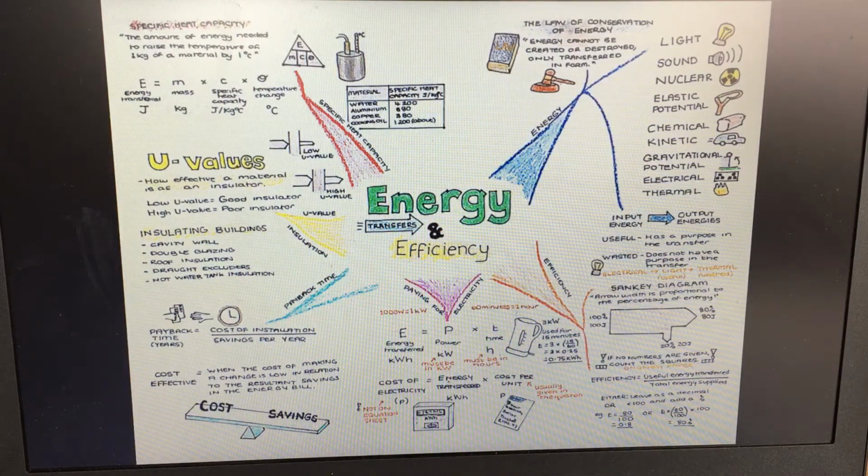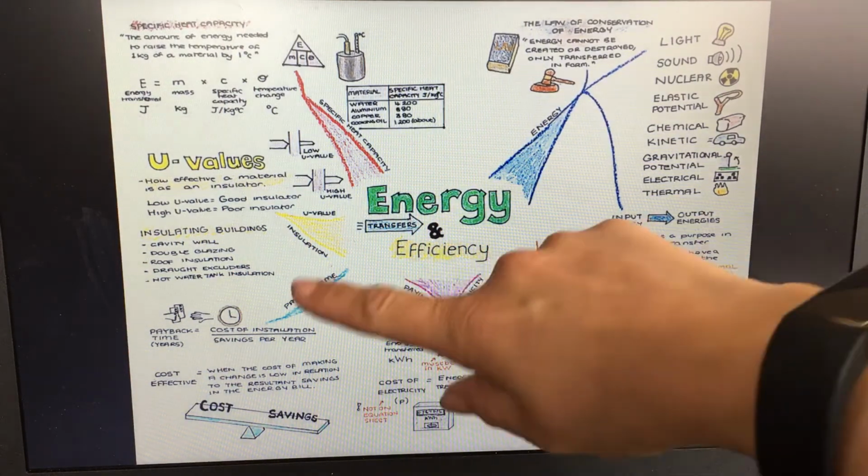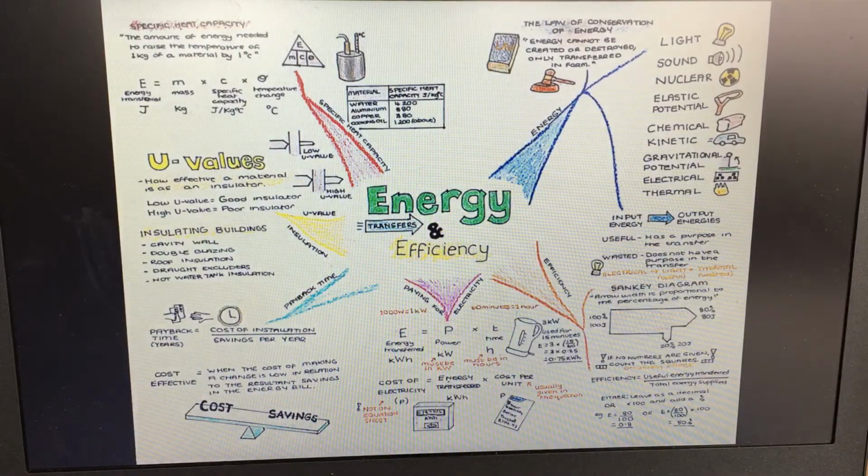Now, the way you save money by having these things is because by having them, you don't transfer as much heat out of your home. Therefore, your home stays warmer. If your home is warmer, you're not going to put your heating on. So then you're not paying money for electricity to heat your home. So it's savings that way, okay? It doesn't actually get you any money.